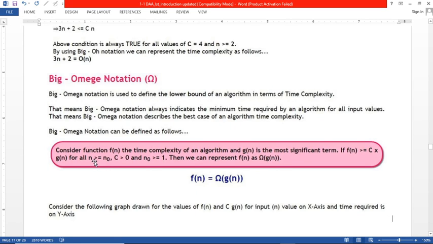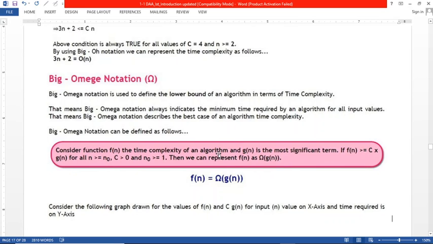Okay, so consider function f of n is the time complexity of an algorithm, and g of n is the most significant terms. If f of n is greater than or equal to c multiplied by g of n for all n greater than or equal to n0, c greater than 0, and n0 greater than or equal to 1. As I told you, every time you have to take one only, then it will be good for you to solve the problem. Then we can represent f of n as omega g of n.